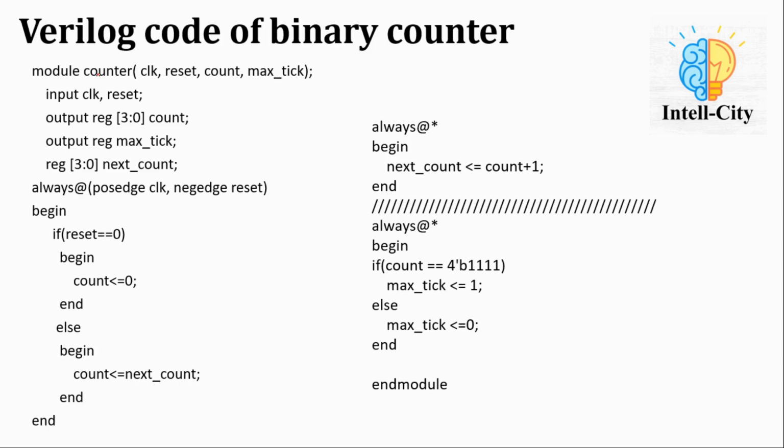Verilog code of a binary counter. This is the Verilog code. We have clock and reset, which are the inputs, so we make them input. Remember these clock and reset inputs are of wire type, and count and max tick are the output signals. The count is a reg, and its size is 4 bits, so [3:0], and output reg max tick. So these output signals are both registers, max tick is a 1-bit signal, and count is a 4-bit signal.